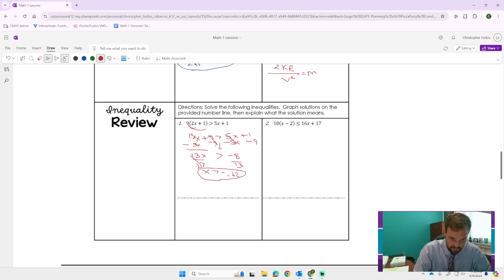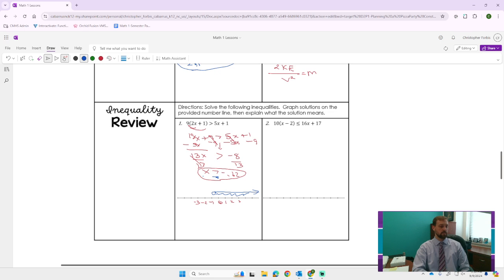If I make this 0, 1, 2, 3, and negative 1, negative 2, negative 3, I would put negative 0.62 right here in between 0 and negative 1. I'd put it as an open circle, and since x is greater than that, I'm going to go this way.